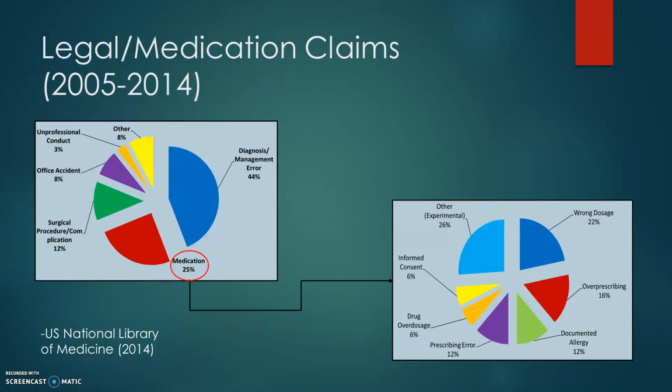Here are some graphics on legal and medication claims from 2005 to 2014. Of all the data collected between those years, med errors accounted for 25% of all legal claims, and then you look over here to how the percentages are broken down. It's crazy how high some of these are. You can pause the video if you want to read these in detail.